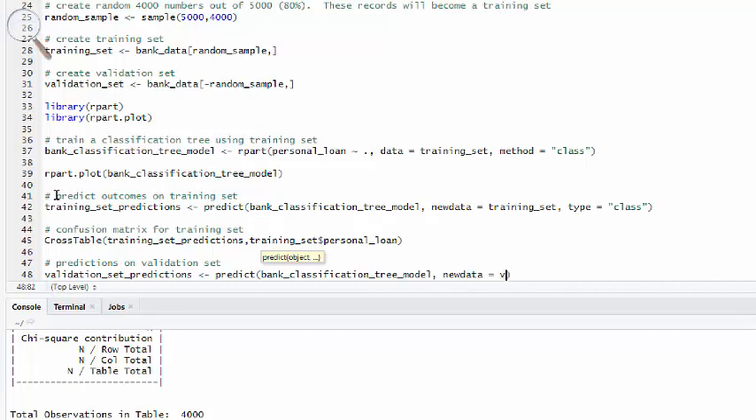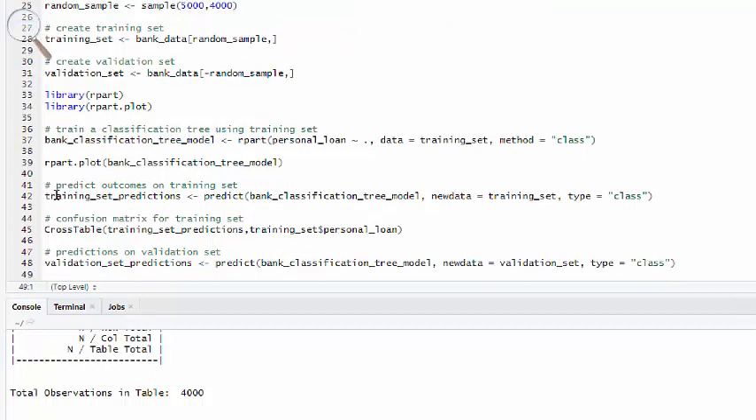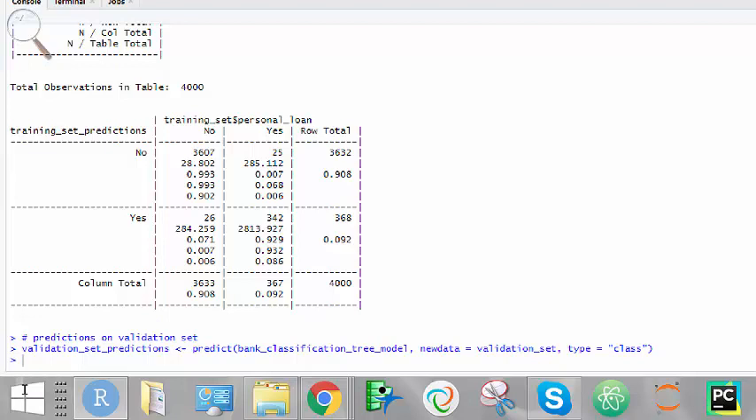Validation set, right? Use validation set as your new data. And what type of prediction to make? Class, right? Simple as that. Okay? So I'm going to run it. It should give me no red color.